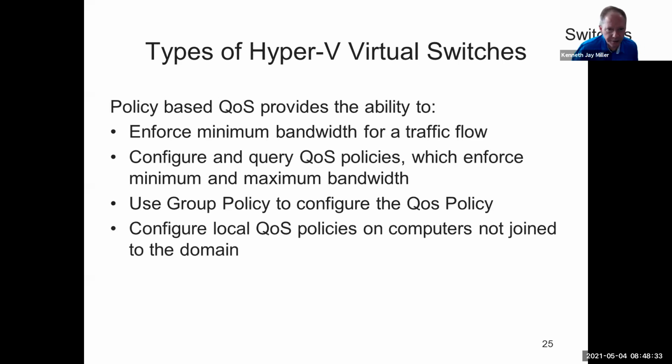Now, policy-based quality of service provides the ability to enforce the minimum bandwidth, configure and query the policies which enforce minimum and maximum. We can use group policy. So just like we went into our group policy to change our password policy so that it meets the complexity requirements, or we use it to enable the LAN workstation so we can actually use the file share, we could go into group policy, and there's a section where we can enable quality of service policy, and we can configure the local QoS policies on computers not joined to the domain.